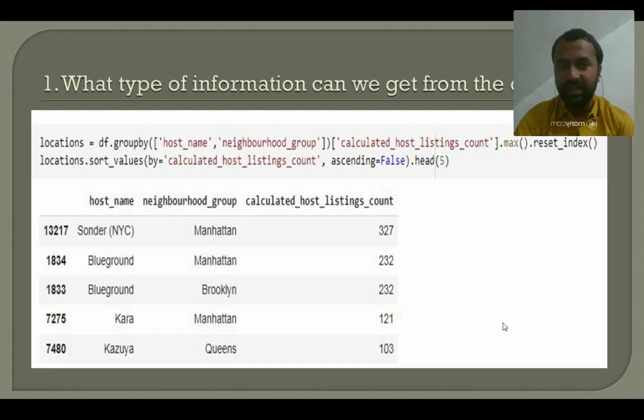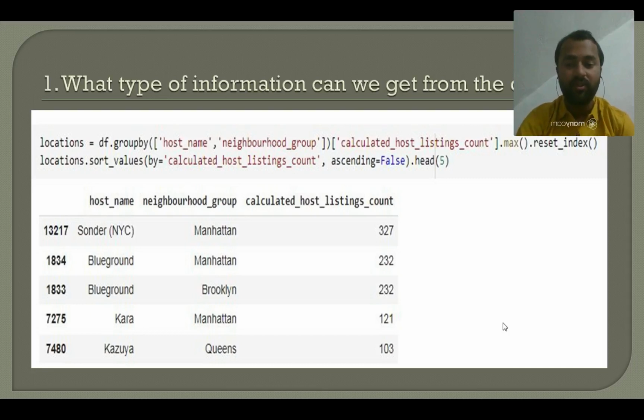Next, here is the first objective: what type of information can we get from the data set? So I did some coding. I grouped by two columns, host name and neighborhood, and found the maximum value of calculated host listing count. Then I sorted that result in descending order.